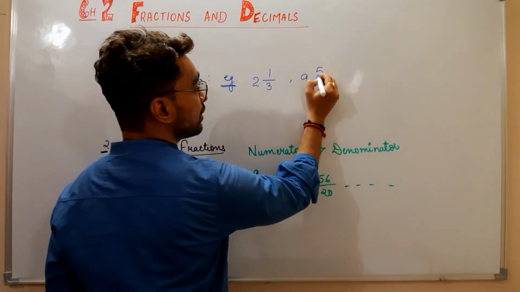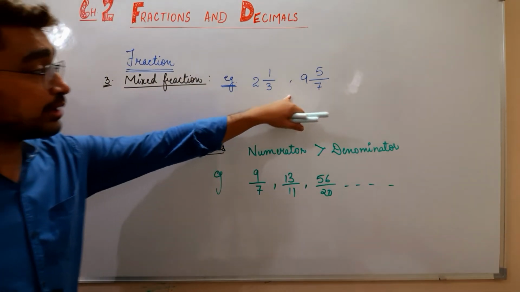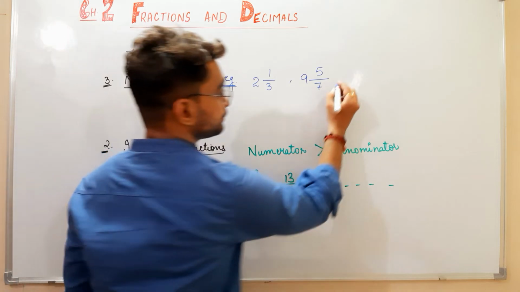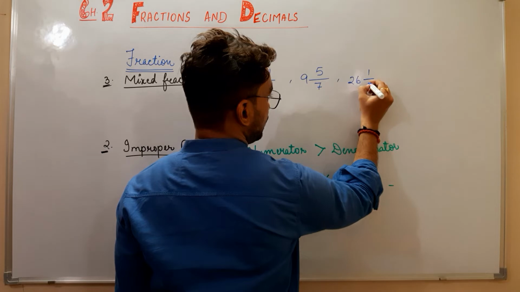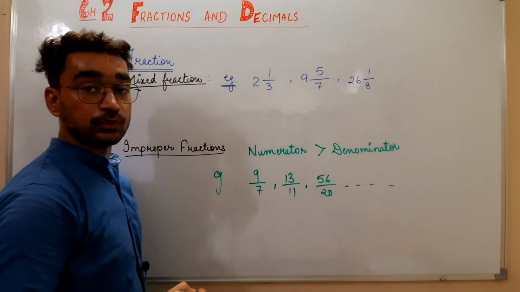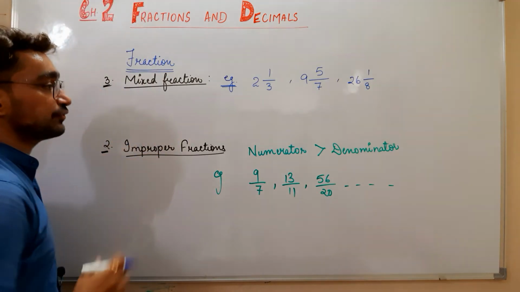9 whole 5 by 7. A whole number with a proper fraction. 26 whole 1 by 8. This is also a whole number with a fraction, a mixed fraction.